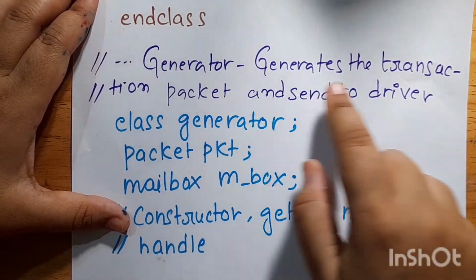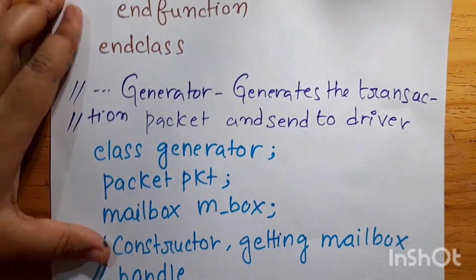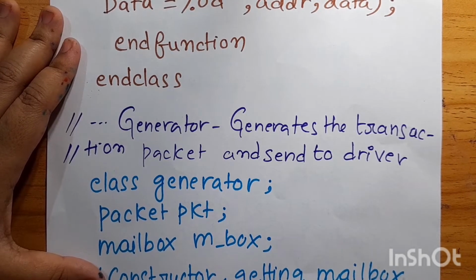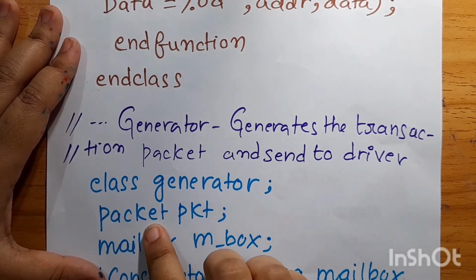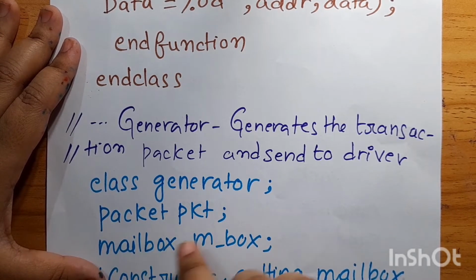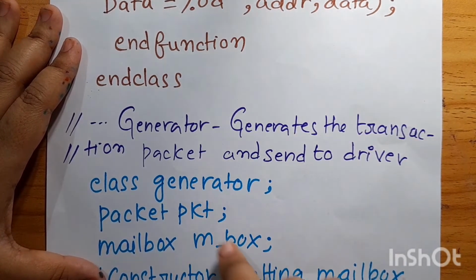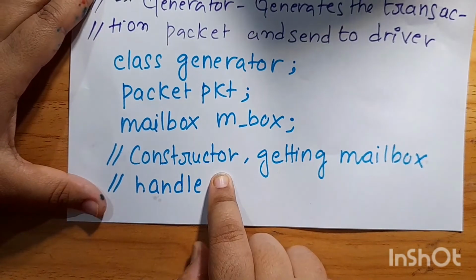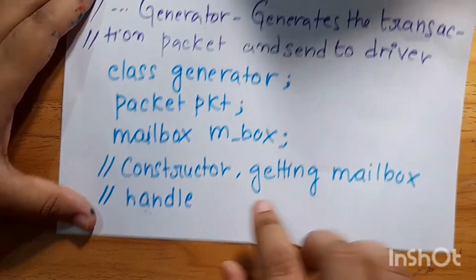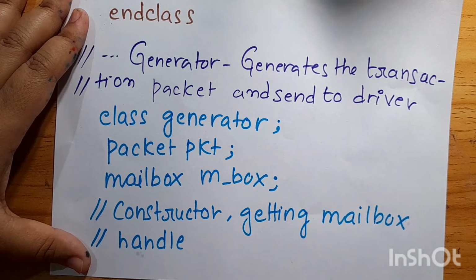The generator class generates the transaction packet and sends it to the driver. So class generator; packet pkt; so pkt is the packet handle. Mailbox mbox; so mbox is also the mailbox handle. I have to construct both pkt and mbox using the new function. The new is called the constructor, and it does the job of building the packet and mailbox.